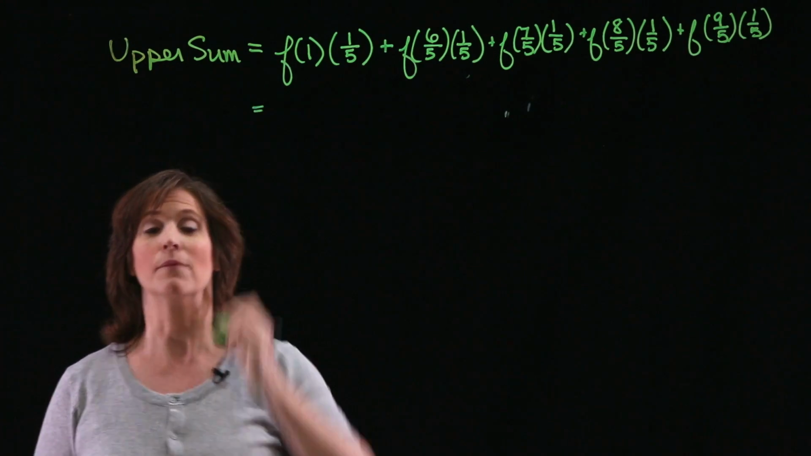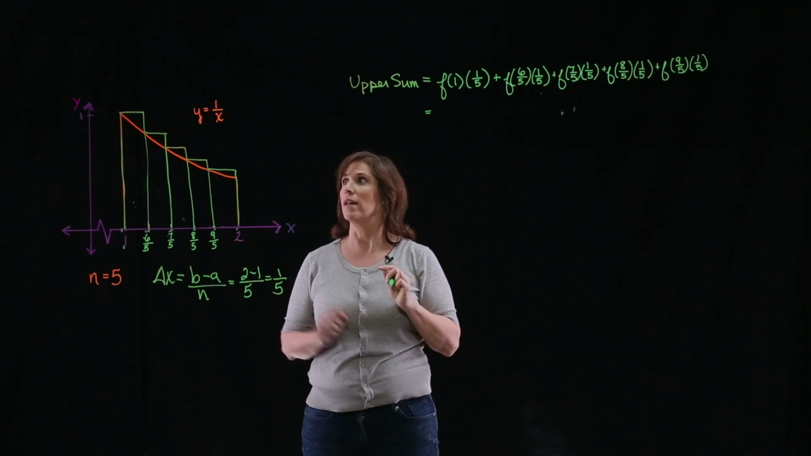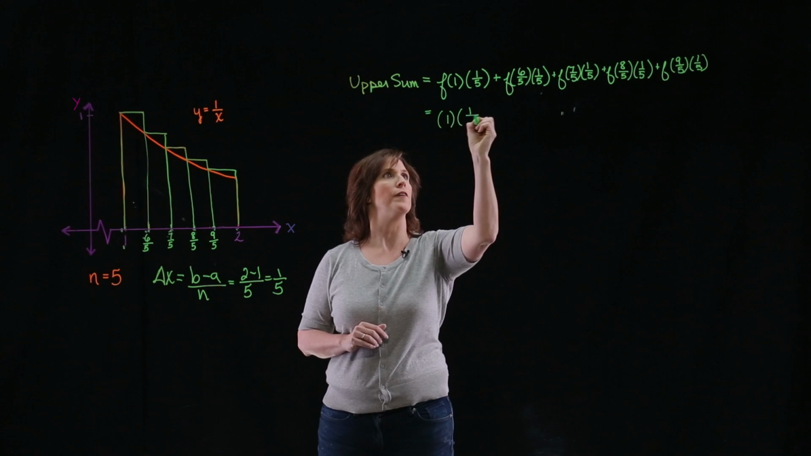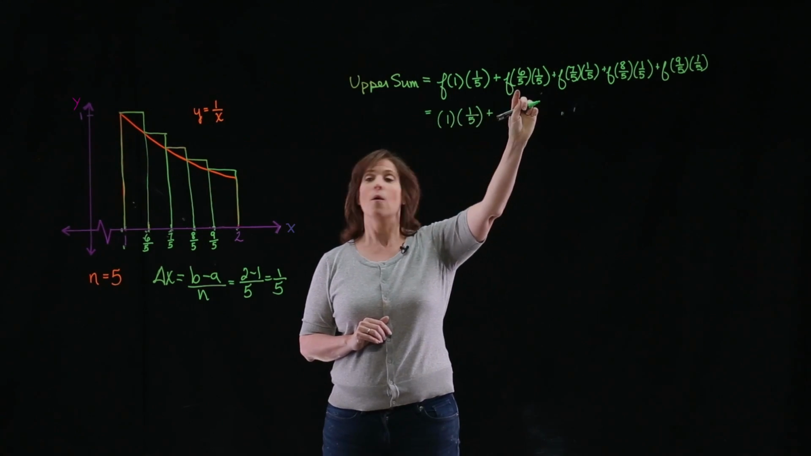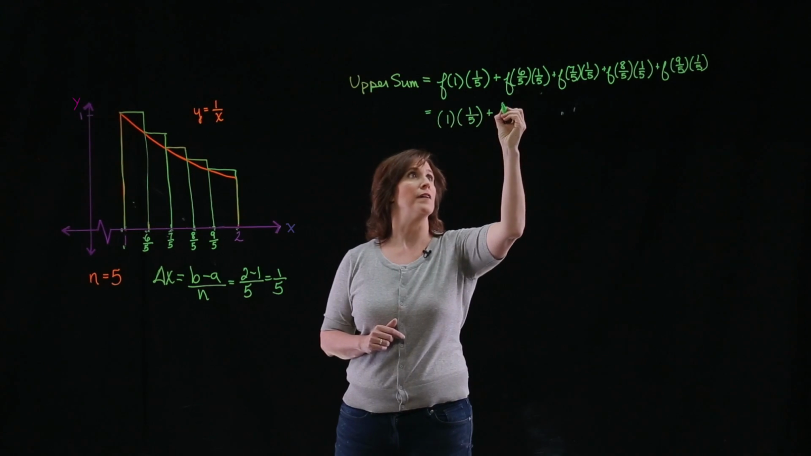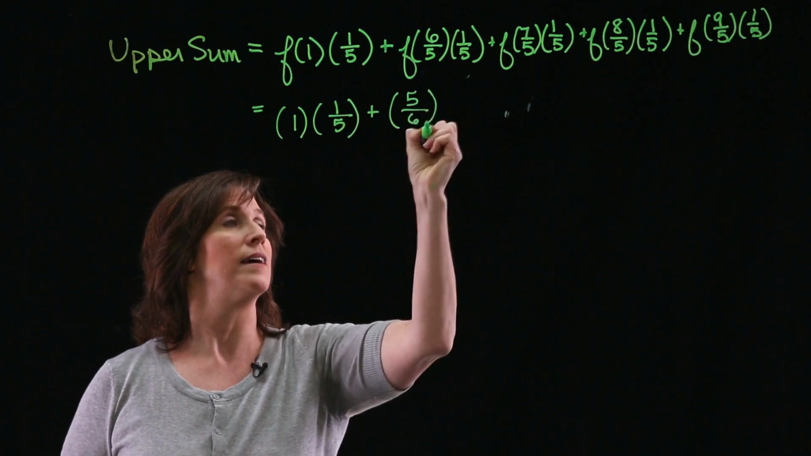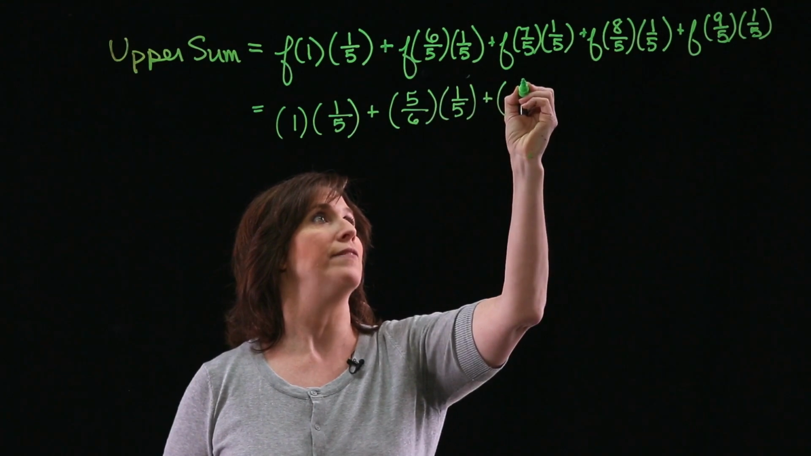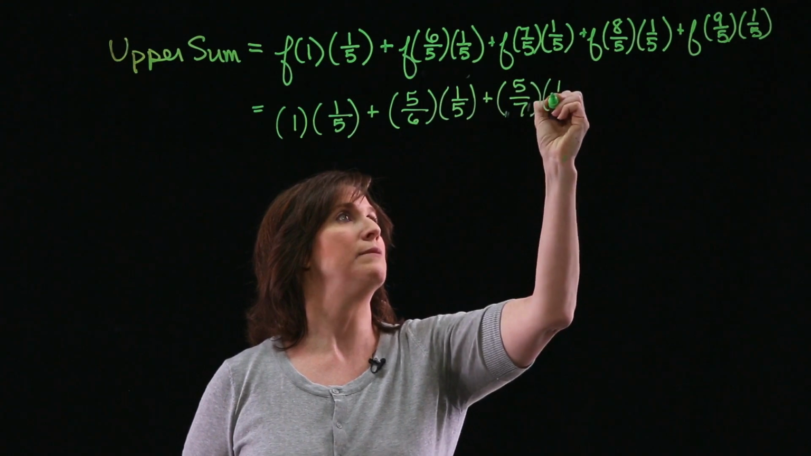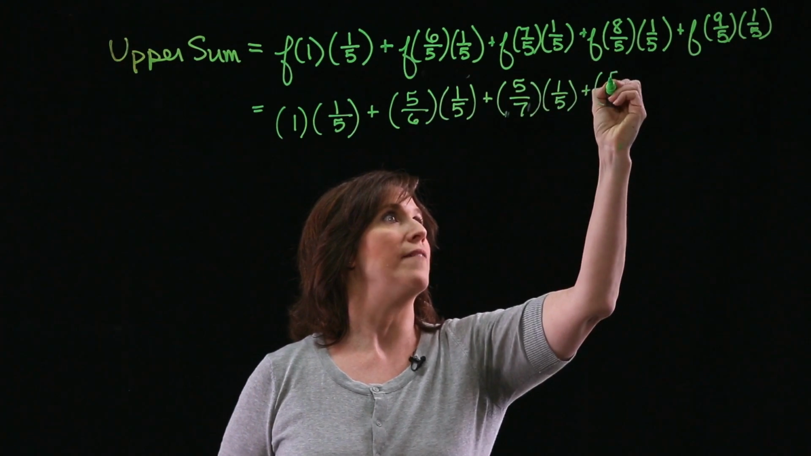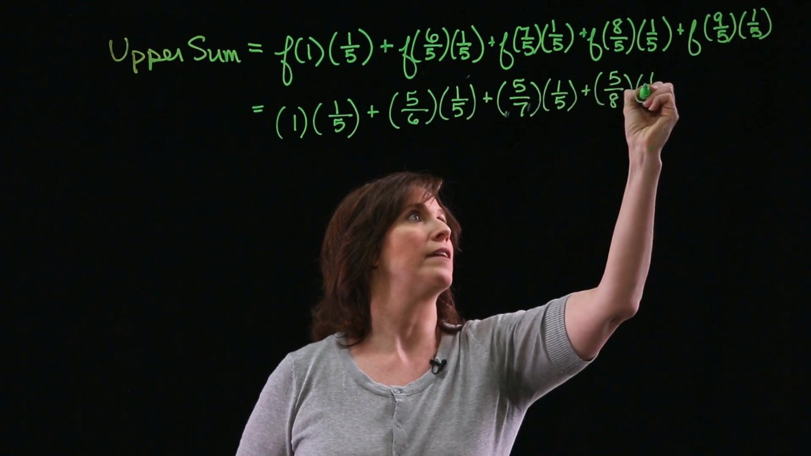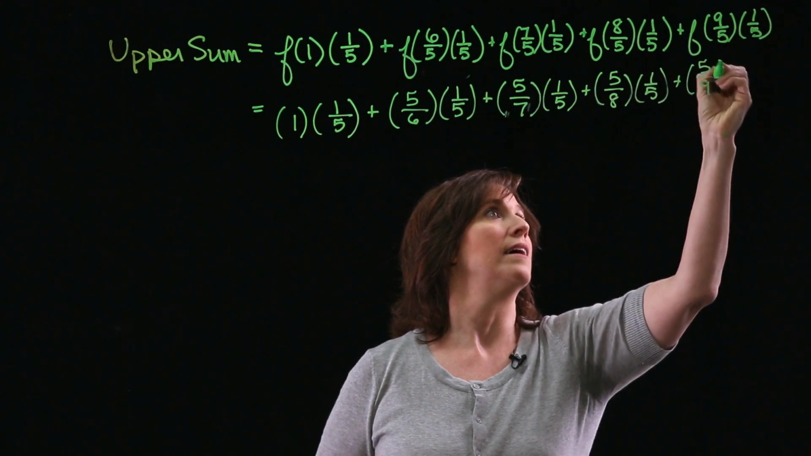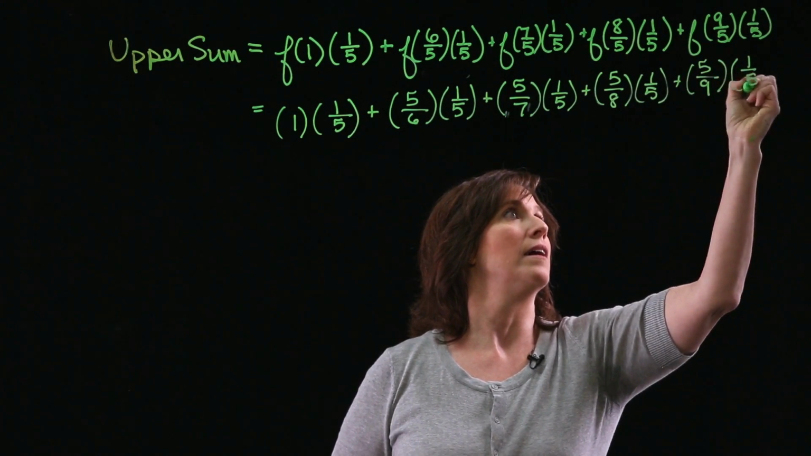Okay, so now I have to do some function evaluation. What is f of 1? Well, my function is 1 over x, so 1 over 1 is 1. So I've got 1 times 1/5. f of 6/5 is 1 over 6/5, or 5/6 times 1/5. And in a similar way, I'll have 5/7 times 1/5 plus 5/8 times 1/5. And finally, 5/9 times 1/5.